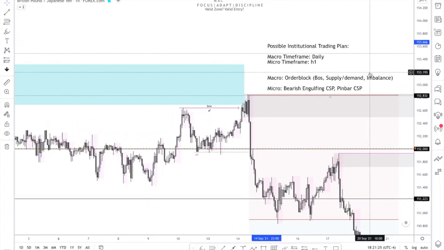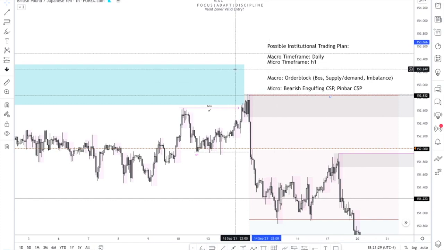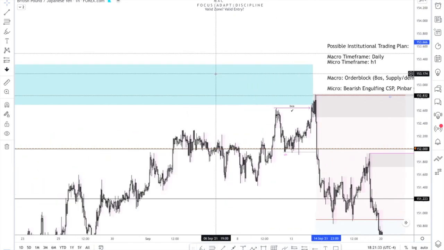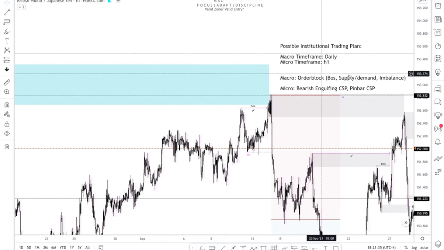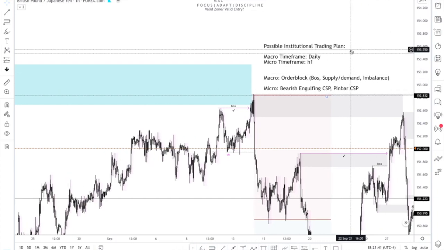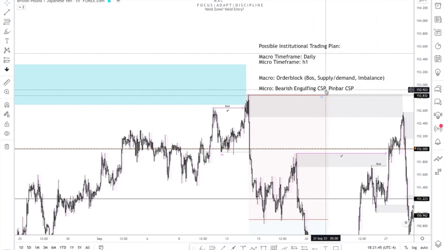All right, so we are here on the H1 time frame within our higher time frame macro zone here. This is a valid order block based on the confluences that I gave you all. Break of structure, supply and demand was put into the market at that point, which created an imbalance, which is responsible for that break of structure. Should be in that order.